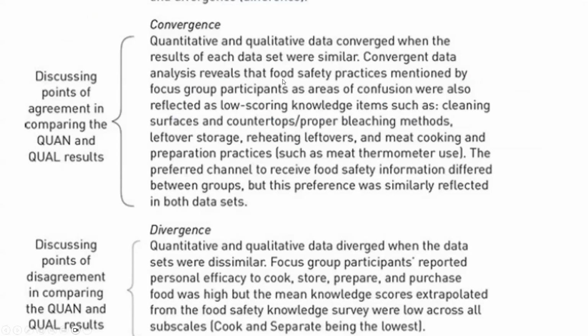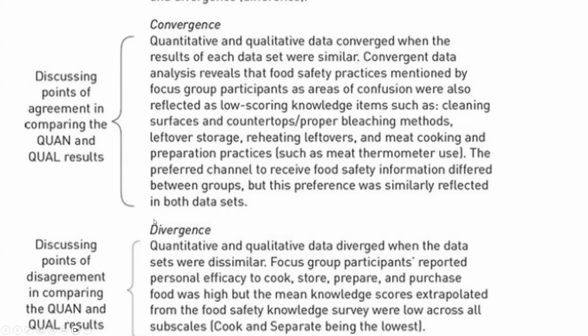Convergence data analysis reveals that food safety practices mentioned by focus group participants as an area of confusion were also reflected as low scoring. See, you can see this is low scoring in quantitative. The focus group is also giving the answer: cleaning surface, countertop, proper bleaching method, leftover storage, reheating leftover. The preferred channel to receive food safety information differed. What was the same and what was different? The preferred channel to receive food safety information differed between groups, but this preference was similarly reflected in both data sets. This is the way you show the convergence.